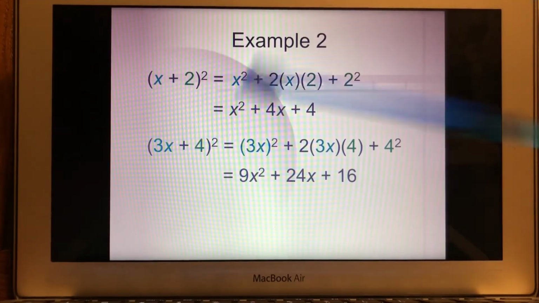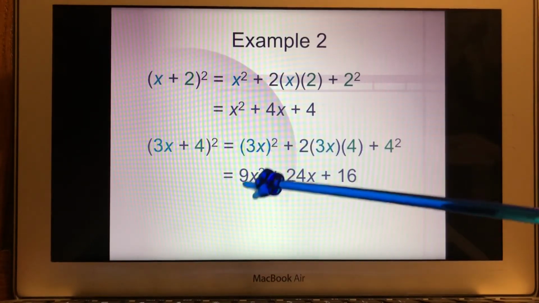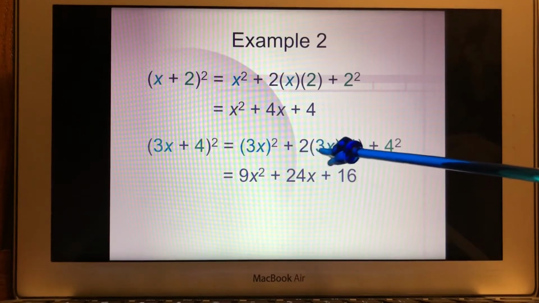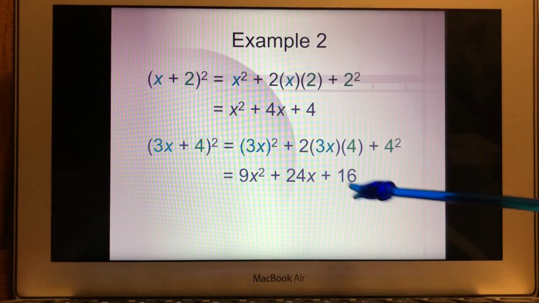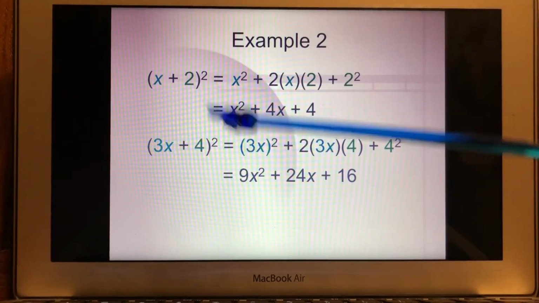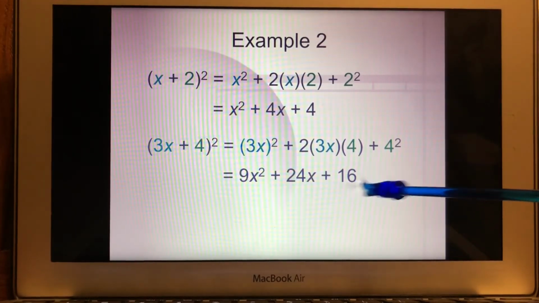And that gives me 9x squared. 2 times 3 times 4 gives me 24x. And then 4 squared, 16. And here is my final product.